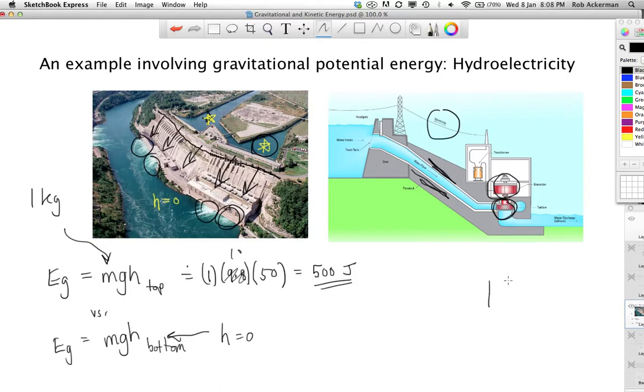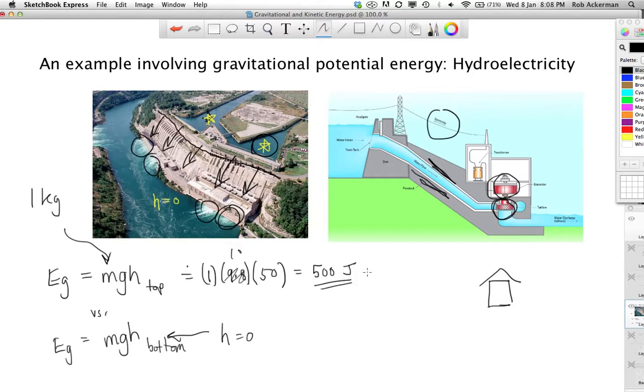By the time this gets to my home, I may never get the full 500 joules of energy for each kilogram of water. I don't know exactly what percentage I'll get, but at least I'll get some, and one of the beauties of this method of generating electricity is there will be no air pollution.